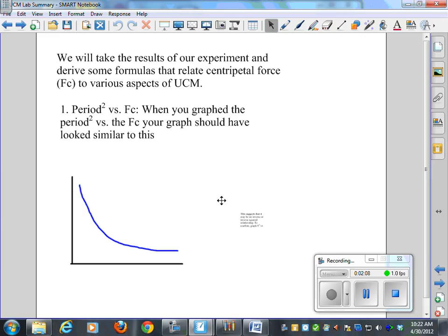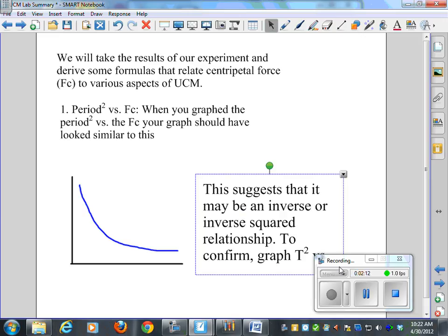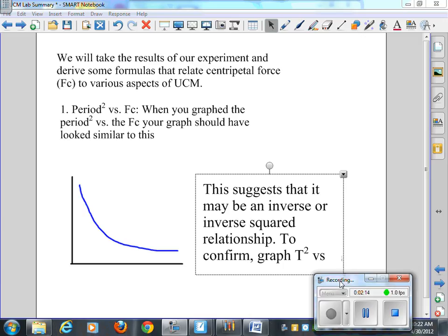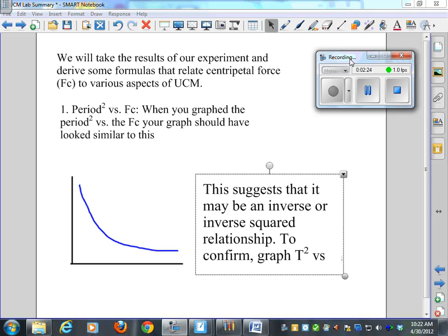I got some fine print here. Let's see what that says. This suggests that it may be an inverse or inverse squared relationship. To confirm, we're going to graph T squared versus, and it's missing. But good thing I happen to know what it is. What I had to do next was graph T squared versus 1 over Fc. Do you remember doing that?